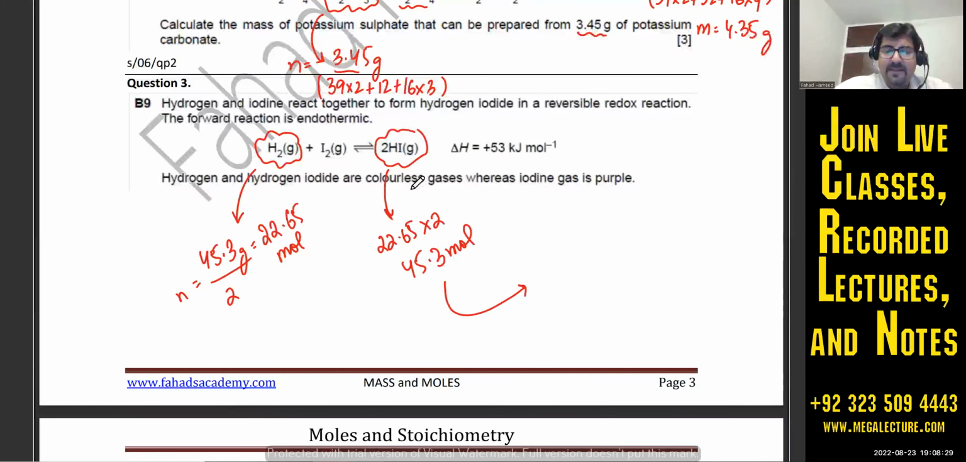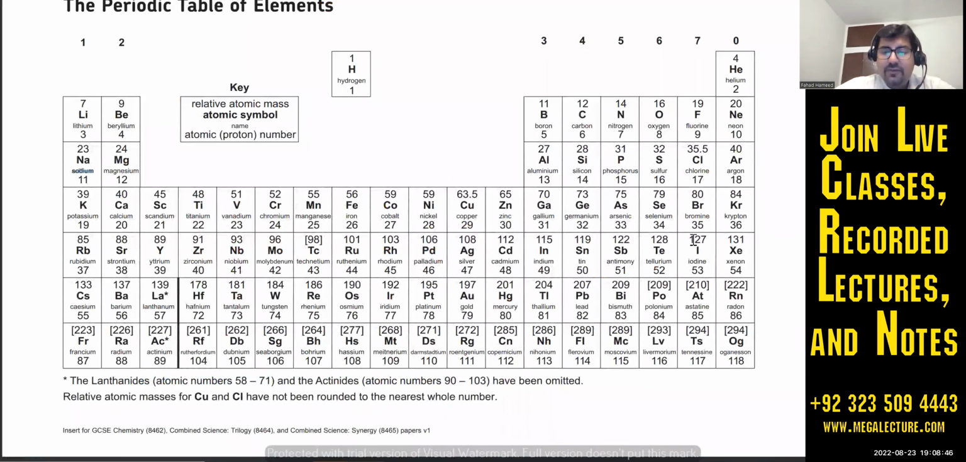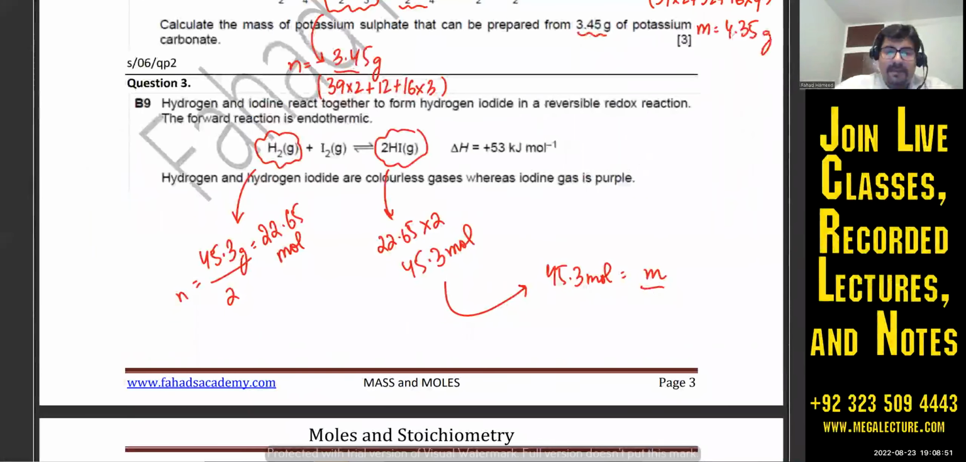So the next task is to find the mass. Moles is mass divided by the molar mass. So what is the molar mass of HI? For that, open the periodic table. Iodine is over here, that's 127, and H is 1. So what do we get? 127 plus 1, that's 128. So your mass of HI comes out to be equal to what?